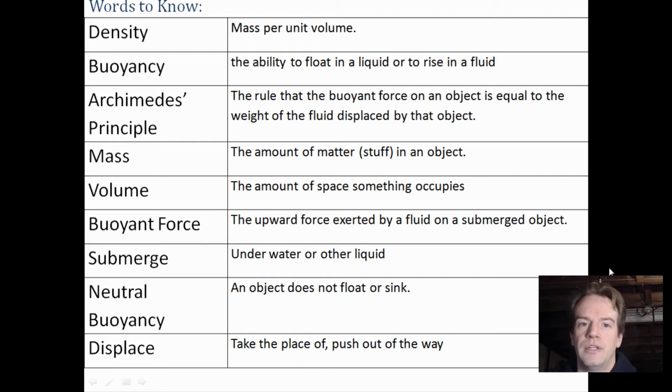Facts to know: density, buoyancy, Archimedes' principle, mass, volume, buoyant force, submerge, neutral buoyancy, displace.